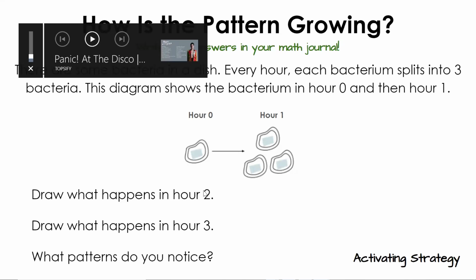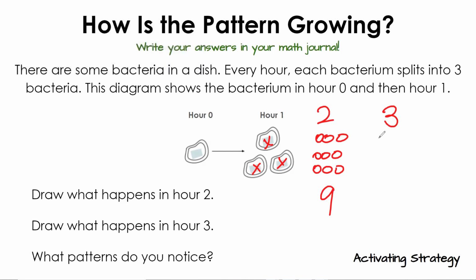All right. What happens in hour 2? Well, these are splitting into 3s. Okay, so that means that each one of these splits into 3. So this one splits into 3. This one splits into 3. This one splits into 3. So how many do we got? We got 9, right? Now in hour 3, each one of these splits into 3.